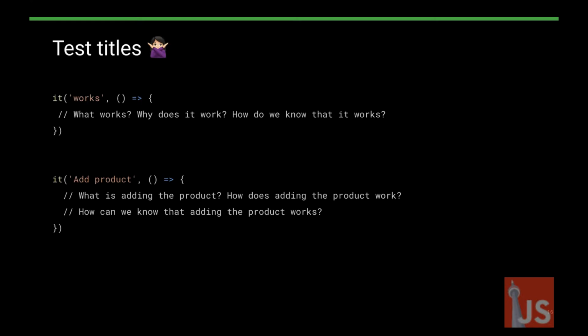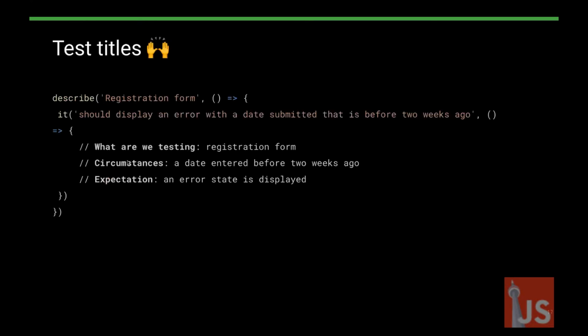So yeah, test titles should have three sections, right? It should tell you what you're testing, the circumstances that you're testing, and the expectation. And that sort of matches the act part of your test, the assert part of your test, and then the arrange part of your test is the what of your test, right? So I do encourage you to try to write grammatically good test titles that address the what, the circumstances, and the expectations.